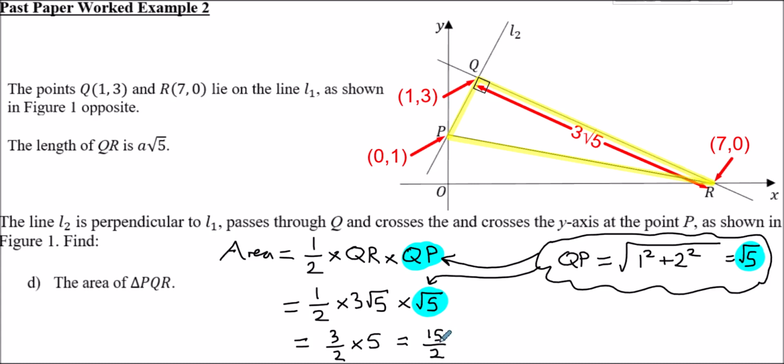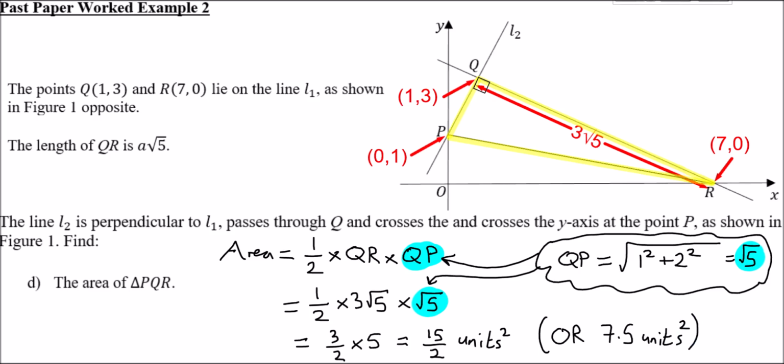So we can leave it like this and we're done. So we can say 15 over 2 units squared. Or if we wanted to give it as a decimal, 15 divided by 2 is 7.5. So we could have said the area of this triangle, equally valid, is 7.5 units squared. Whatever those units were or are, we're not told. And that's all from me.